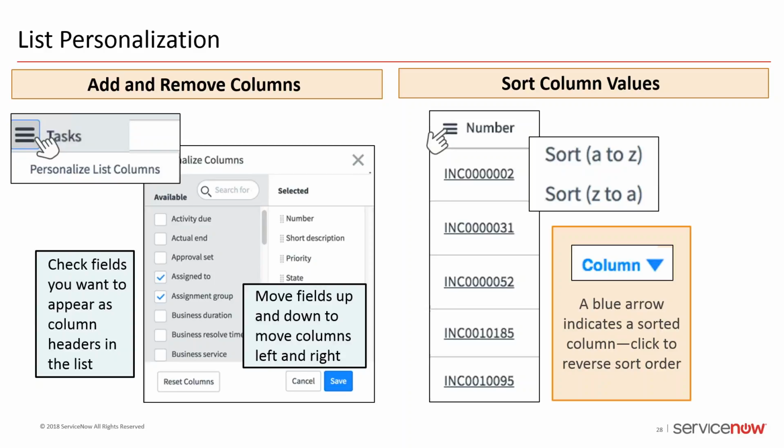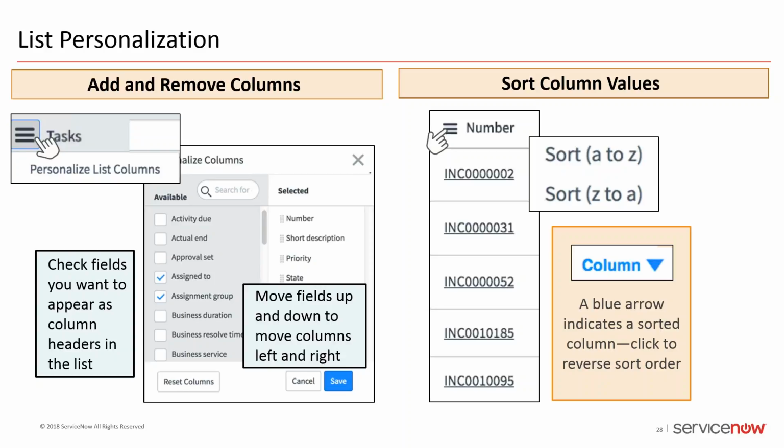You can personalize the appearance of your list and its contents. On the previous slide, you learned that each column header in a list corresponds to a field value on your record. You can choose which column headers, and therefore which field values, to review in your list. From the List Context menu, select Personalize List Columns. A pop-up opens, allowing you to select available fields and move them to the selected list, the fields displayed as columns in your list. Drag and select fields up and down to move the columns left and right.